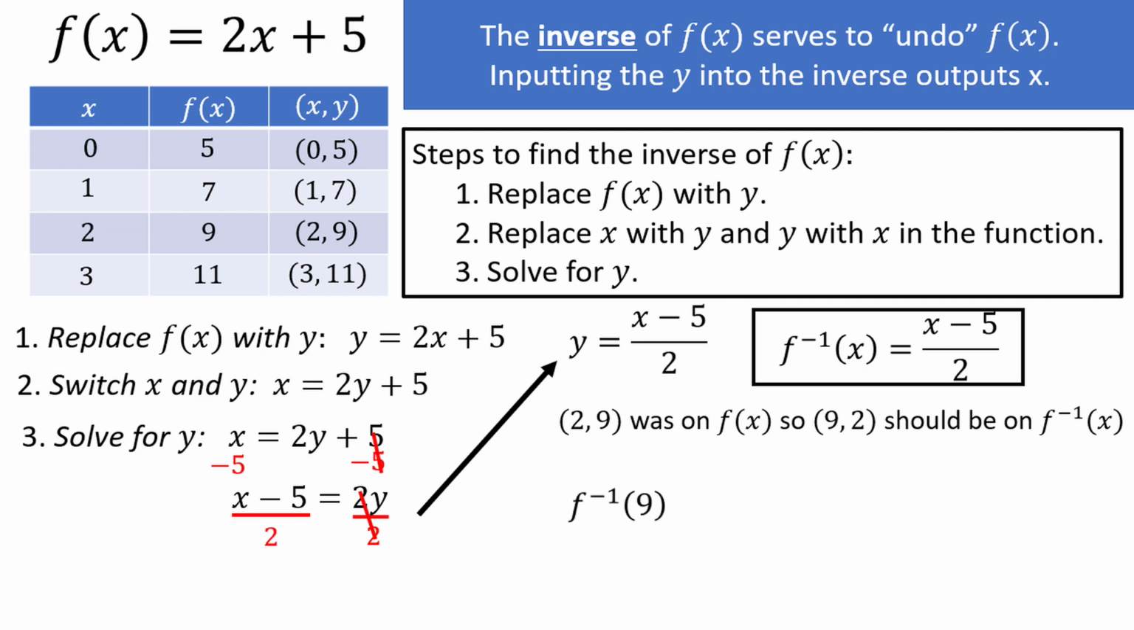If we plug in 9, we get f negative 1 of 9 is equal to (9 minus 5) divided by 2, which is equal to 4 divided by 2, or just 2. This verifies that when we plug in 9, we do indeed get 2. You could try this for a few other numbers, but know that you will always get the x value from the original function back when you plug in a y value into this function.